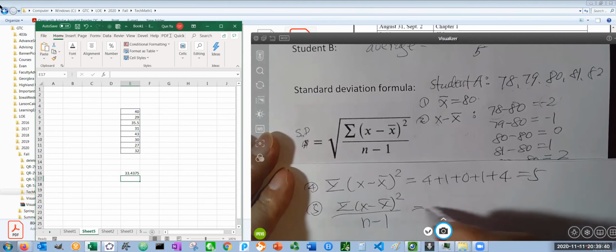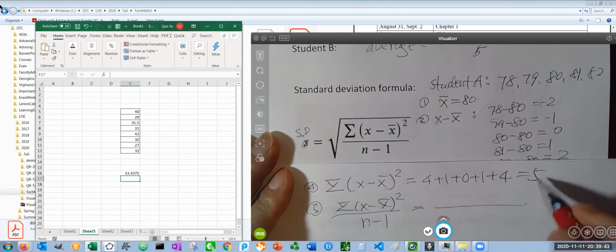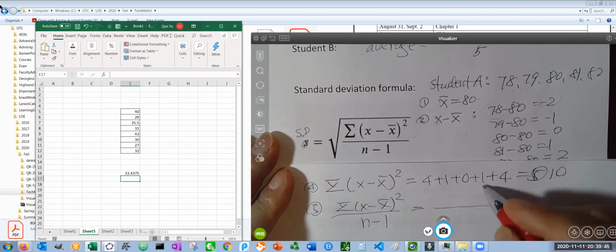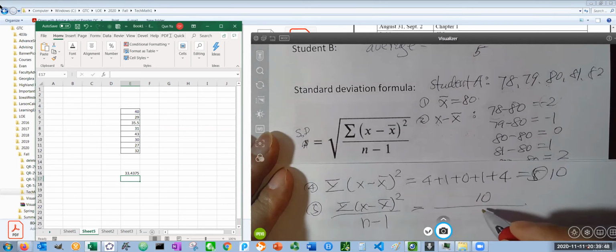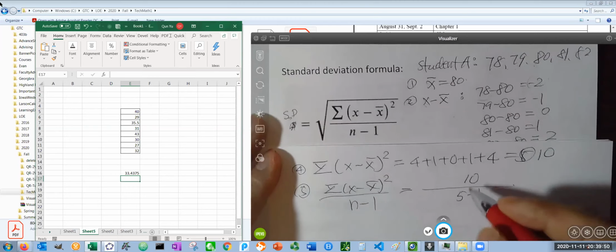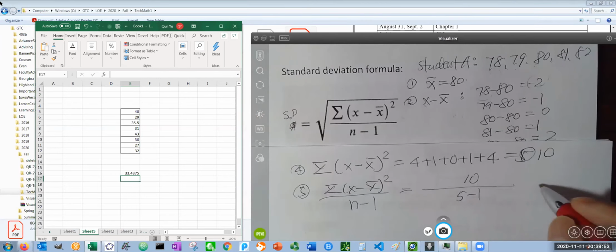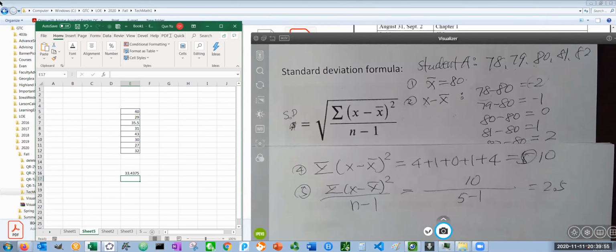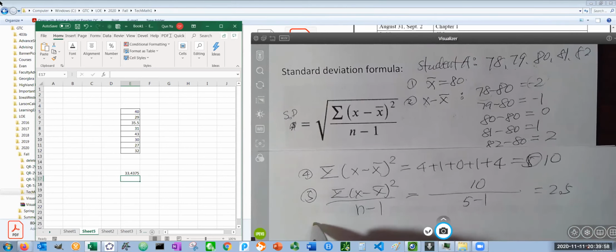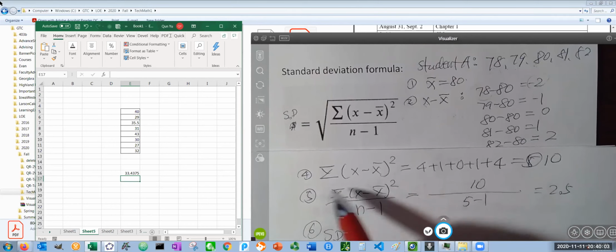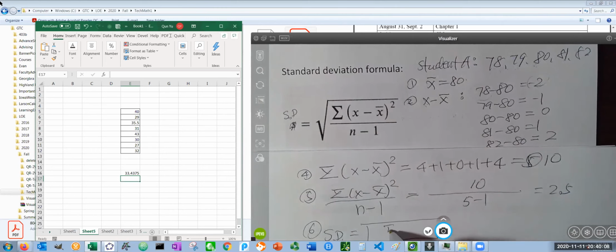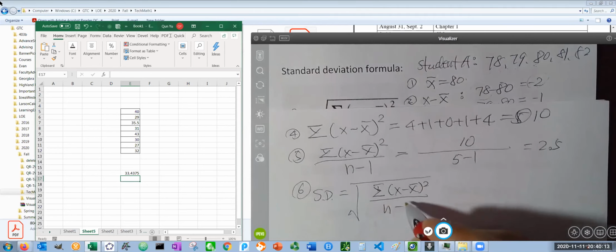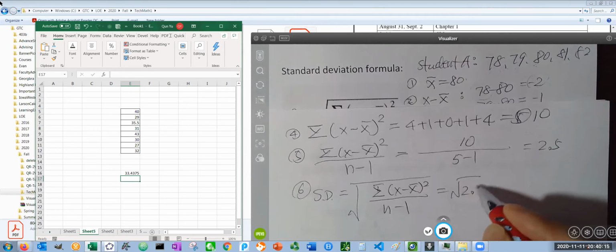So in our case, the summation is equal to 10, and n is 5. So 10 over 5 minus 1. We have 5 numbers, n equals 5. 10 divided by 4 is 2.5. Now, final step, standard deviation equals the square root of this whole thing. So this is the square root of 2.5.